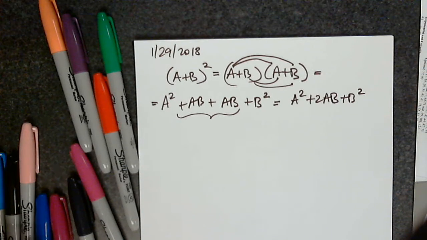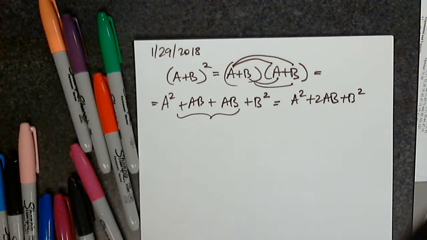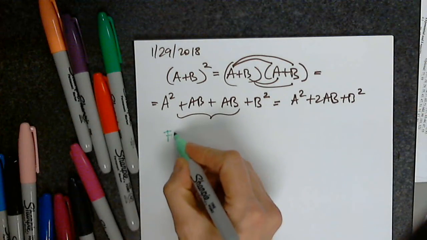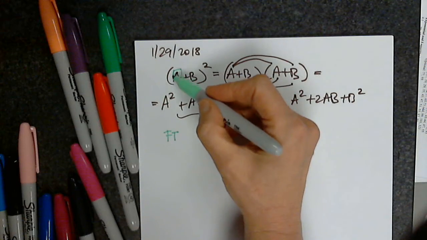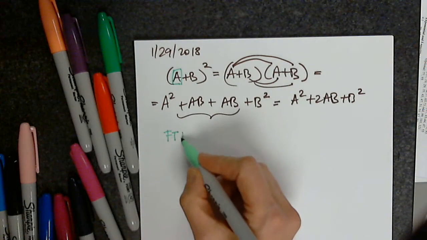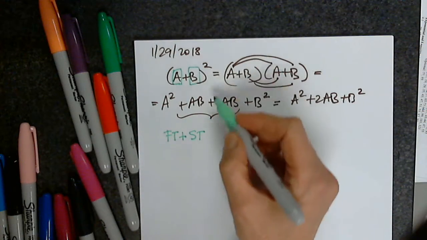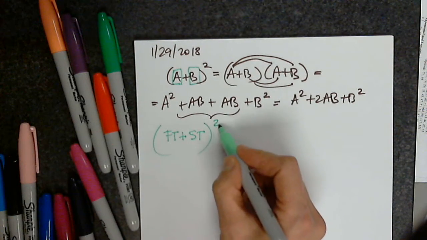Okay. Now, how do we remember this so we never ever have to FOIL? Because this is our last time FOILing it. So, first term is this plus. Second term is this. And everything squared.